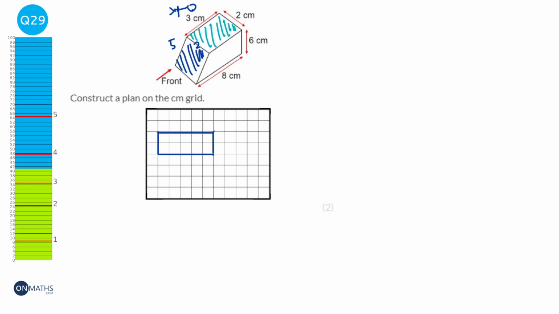Now the other part will be the same 2 centimetres, but it will be 3 centimetres across. So we have 3 centimetres across.